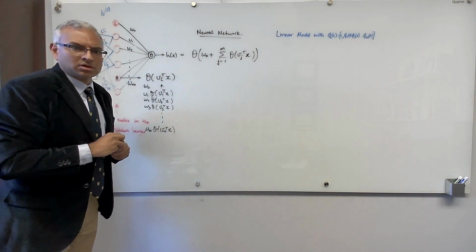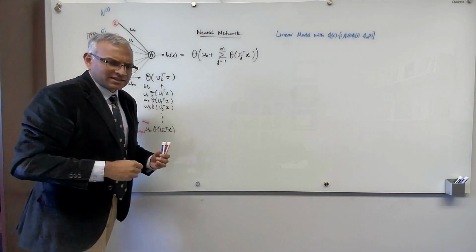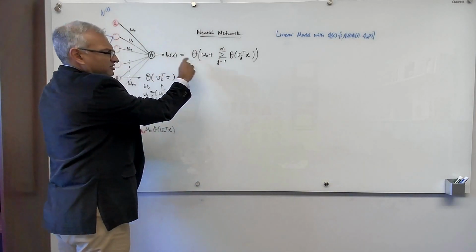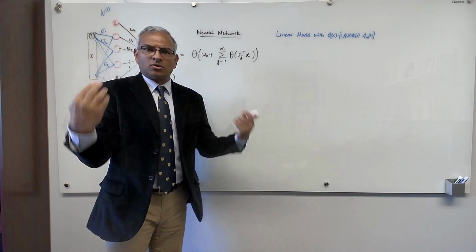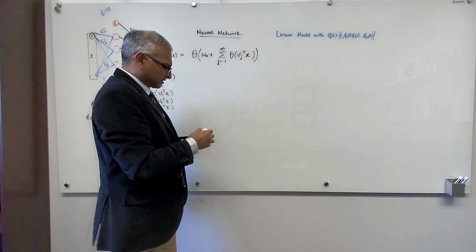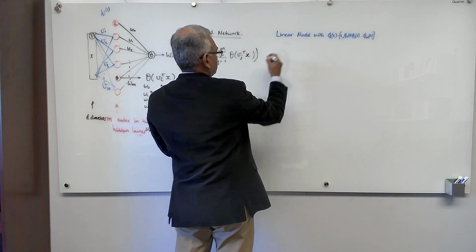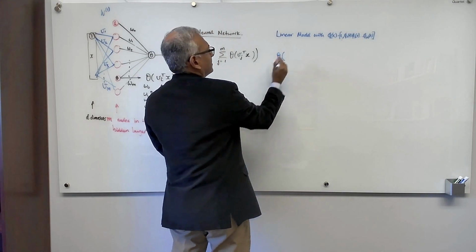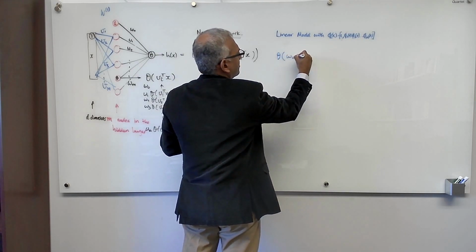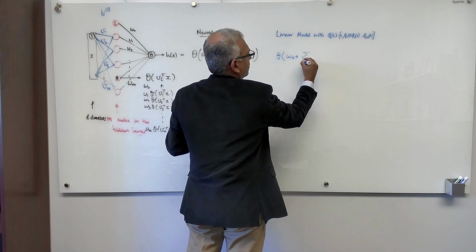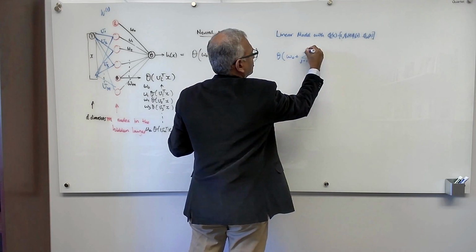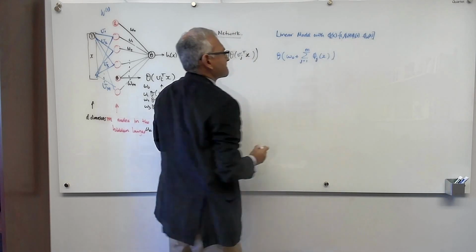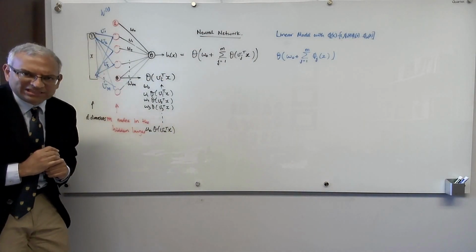Okay, so what was the linear model? Well, depending on the type of problem, regression versus logistic regression versus classification, we would change this theta into either sign, identity, or sigmoid. So I'll just write it as theta of W0 plus the sum from j equals 1 to m of Wj phi j of x. That's the linear model with nonlinear transform phi.